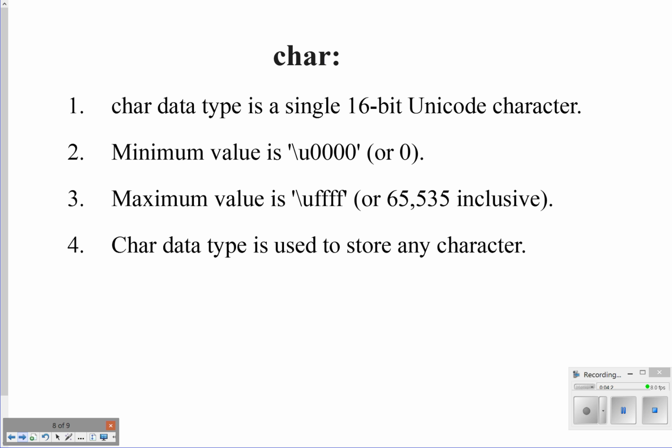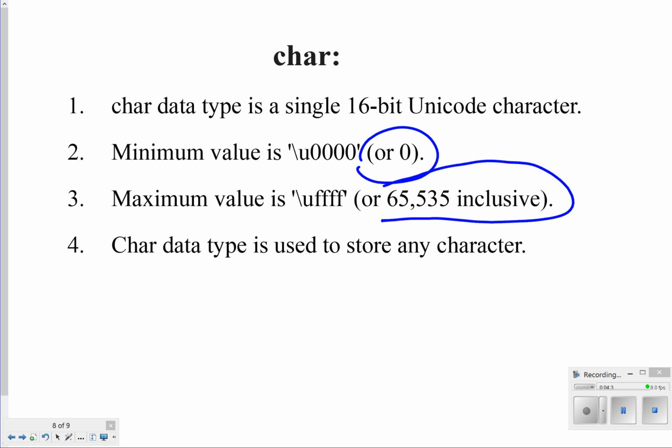A char is a data type that holds a single 16-bit Unicode character. The minimum value you can see here, and then the maximum value you can see here. The character data type is used to store any character, so you can store a single letter like A or B. You can store a symbol like the pound sign or a money symbol. You can store numbers. Anything that is a Unicode character you can store in here.